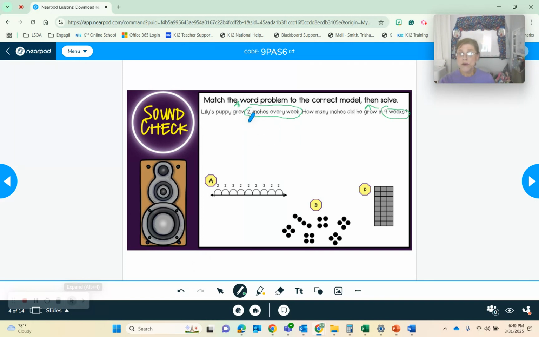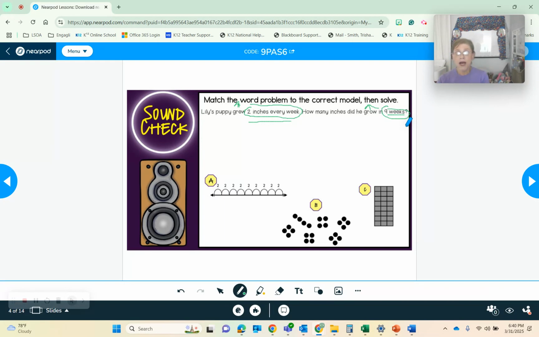Let's see. 2 inches every week. Did that change from week 1 to week 2? Nope, it was 2 inches every week. And how many weeks did we look at this 2 inches? 9 weeks. So from week 1 to week 2, did that 2 inches change? Nope. Week 2 to week 3, did that change? Did it go from 2 inches to 3 inches to 4 inches? Nope, it was always 2 inches.